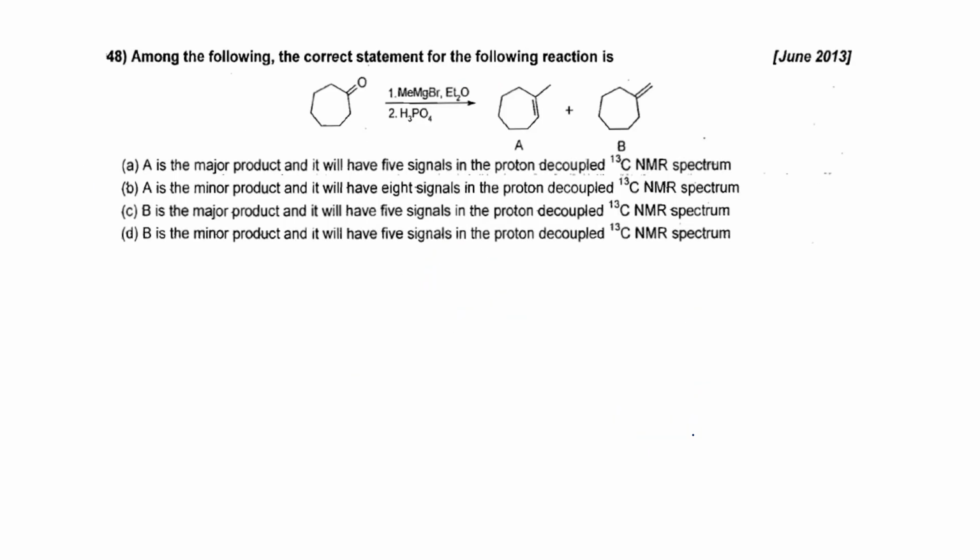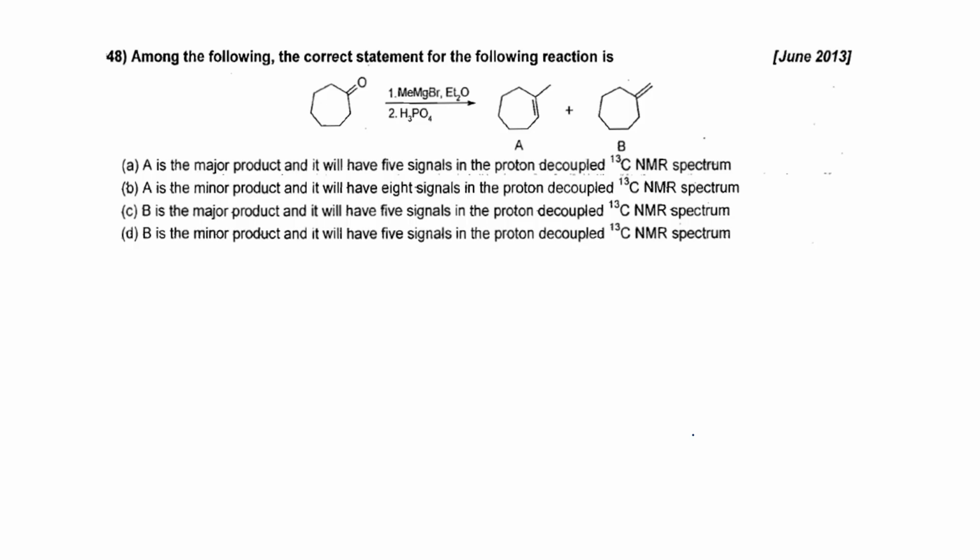So among the following, what is the correct statement for the following reaction? They have given this Grignard reaction and two products have been shown. So what is the correct statement? Let's read one by one. A is the major product and it will have 5 signals in proton decoupled 13C. So there are 5 types of carbon.